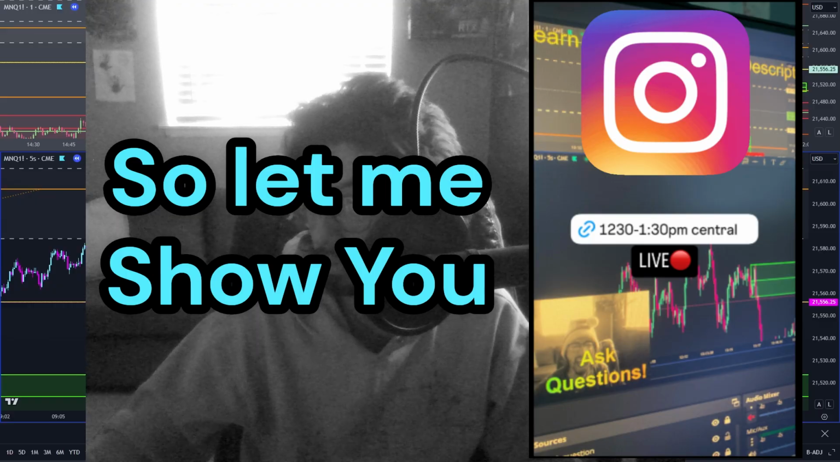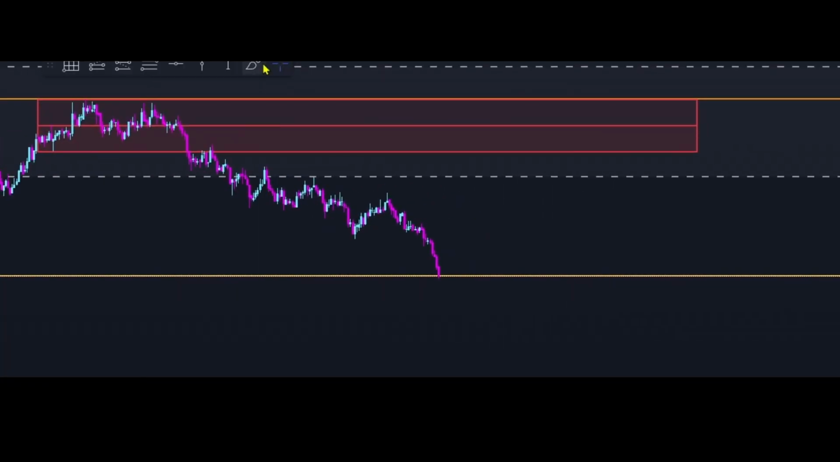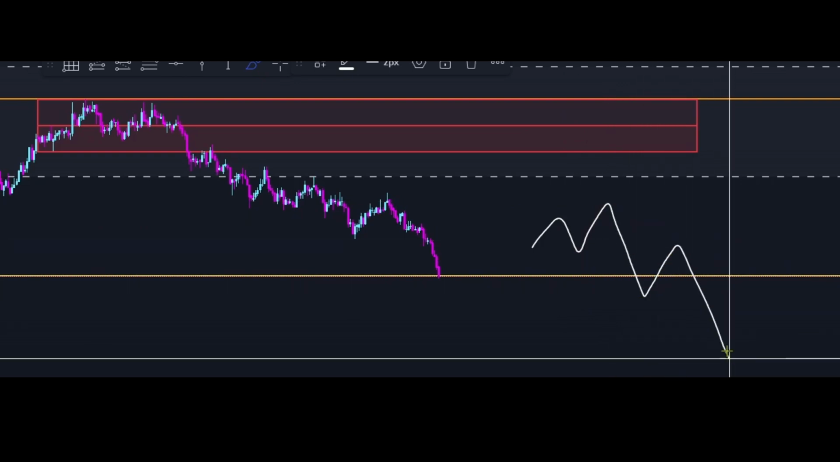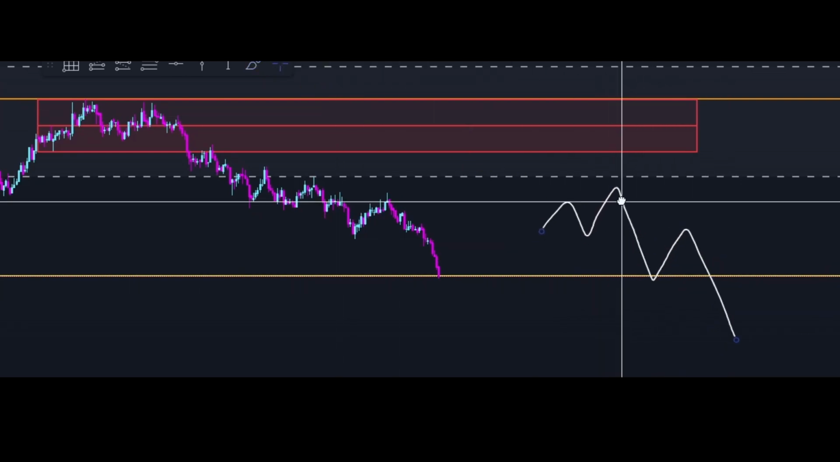So let me show you. I got you all hyped up for the strategy. Let me show you how easy it is. So to the downside, it works for both downside and upside. For the downside, we're looking for this pattern exactly.